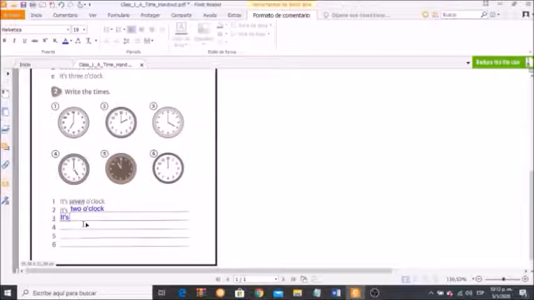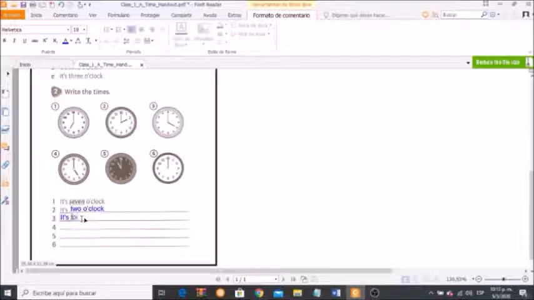We know that. Sabemos entonces que cada vez que expresemos la hora, como ya dijimos anteriormente, vamos a empezar con la palabra it's, con el pronombre it's, que si se fijan, tiene acá la S del verbo to be. It is, or it's. It's... And what time is it in this clock?